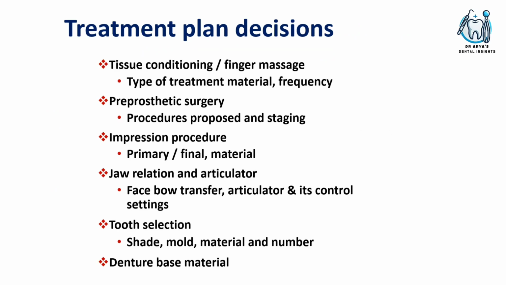Then coming to the treatment plan decisions. There are tissue conditioning or finger massage, that is type of treatment material and its frequency. Then pre-prosthetic surgery, that is procedures proposed and staging. Then the impression procedures, primary, final and the material used. And the jaw relation and articulator, that is facebow transfer, articulator and its control settings. Then tooth selection, that is shape, mold, material and number. And then denture base material.